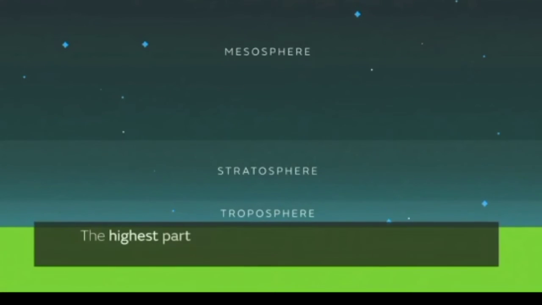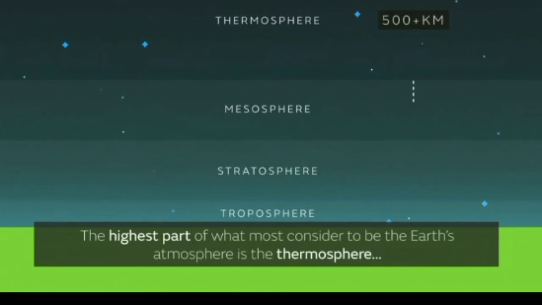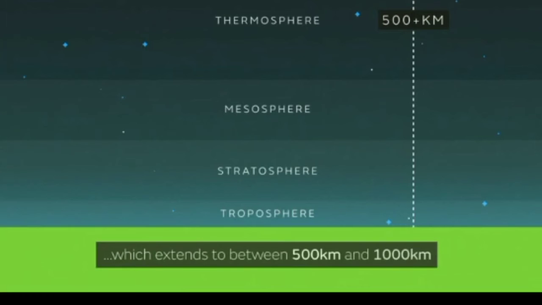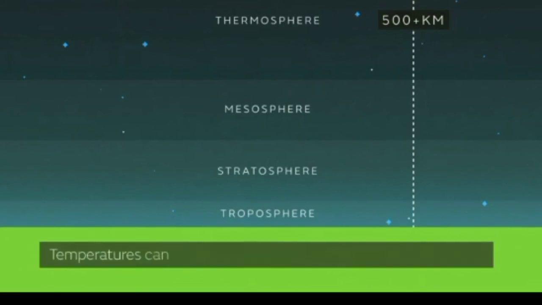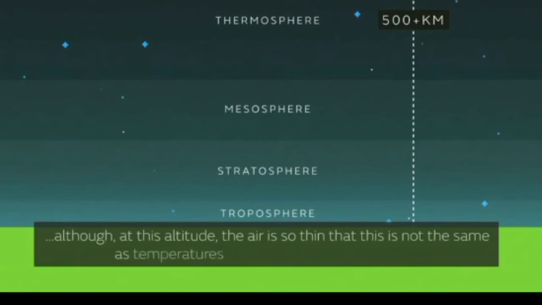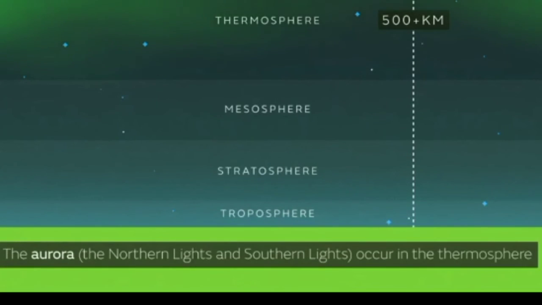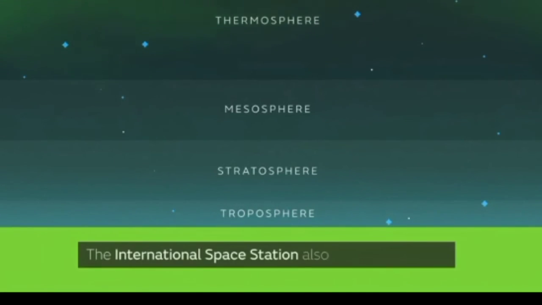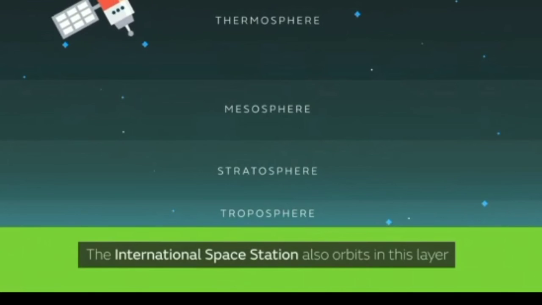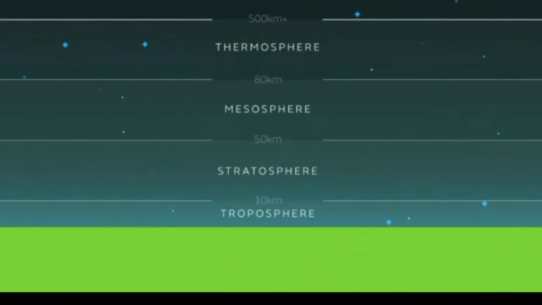The highest part of what is considered to be the Earth's atmosphere is the thermosphere, which extends to between 500 km and 1,000 km. Temperatures can vary from 500 to 1,000 degrees Celsius or higher, although at this altitude the air is so thin that it is not the same as the temperatures we experience at the surface. The aurora, the northern lights and southern lights, occur in the thermosphere. The International Space Station also orbits in this layer.